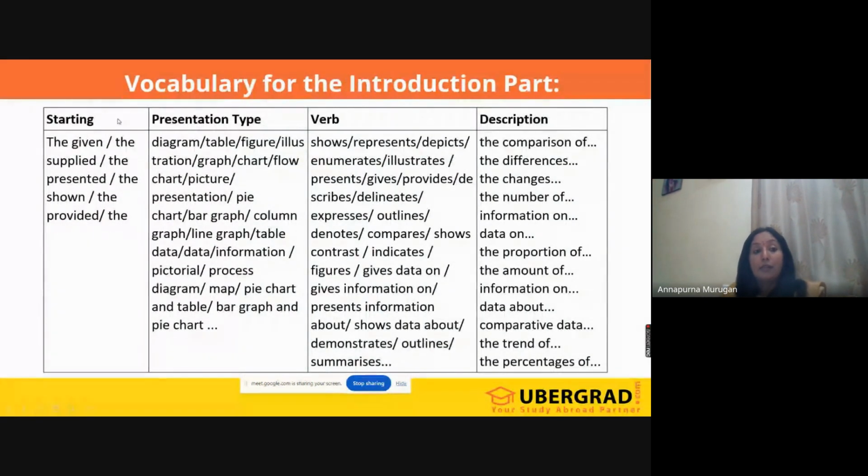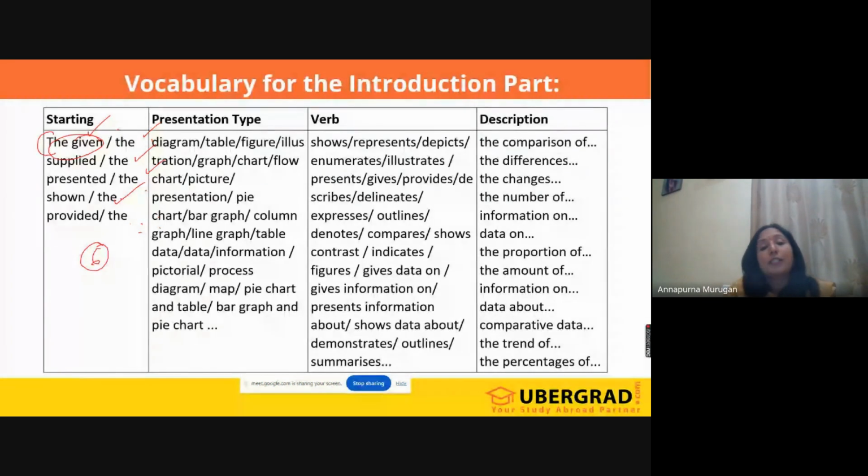I was talking about the intro sentence. You can use: the given diagram shows, represents, depicts, compares, enumerates. You can use all these phrases. You will be getting 6 diagrams, and for each one you use one. The given for the first one, the supplied for the second, the presented could be used for the third, then the shown, the provided, or projected. See, so many words.